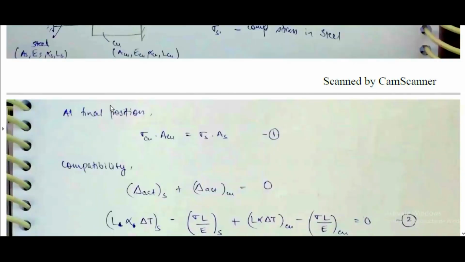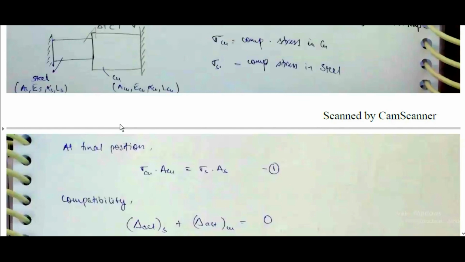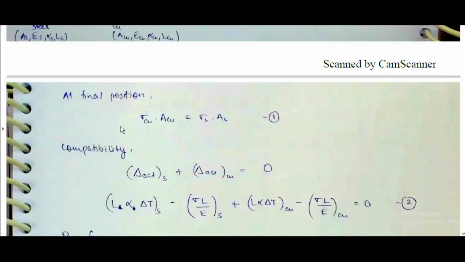Two bars rigidly fixed between supports, connected end to end, subjected to an increase in temperature. If the case is like this, steel and copper are connected end to end. Sigma Cu is the compressive stress in copper, sigma S is the compressive stress in steel, because both are fixed. They both can expand, but they both are restricted. At the final position, sigma Cu ACU is equal to sigma S AS.